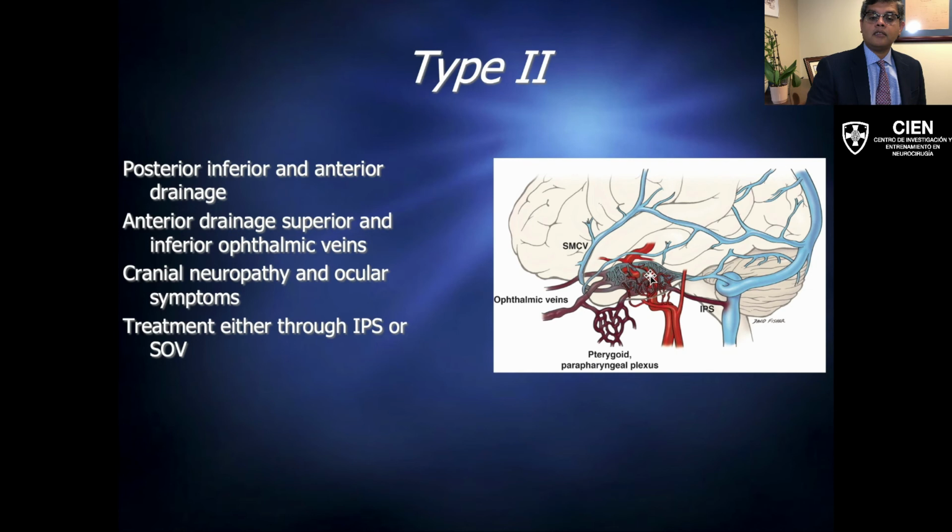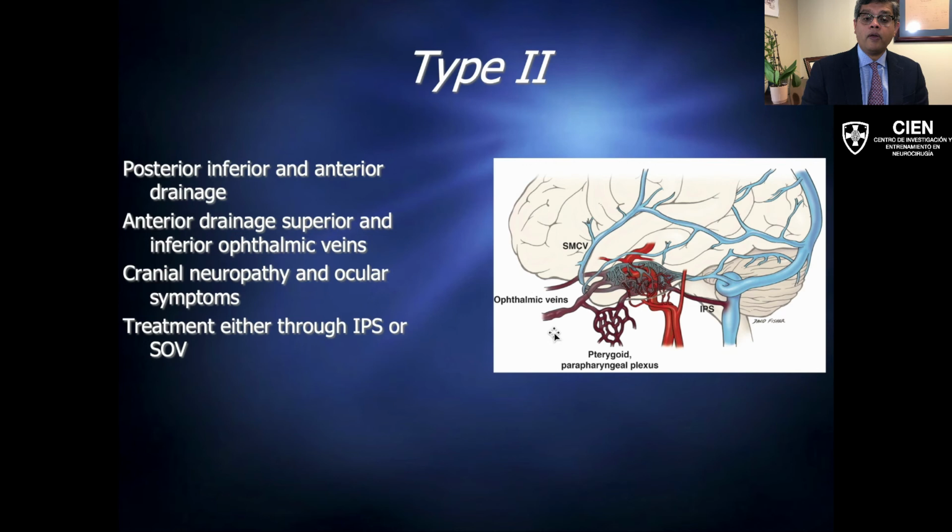And these patients present with both cranial neuropathy and ocular symptoms. By ocular symptoms, I mean increased venous congestion, high intraocular pressures, conjunctival chemosis, diminished visual acuity. And these patients can be either treated through the inferior petrosal sinus or through the superior ophthalmic vein.